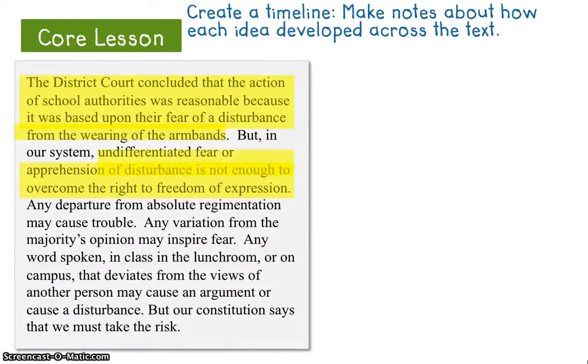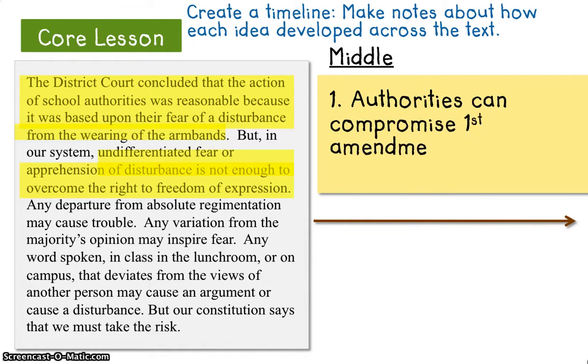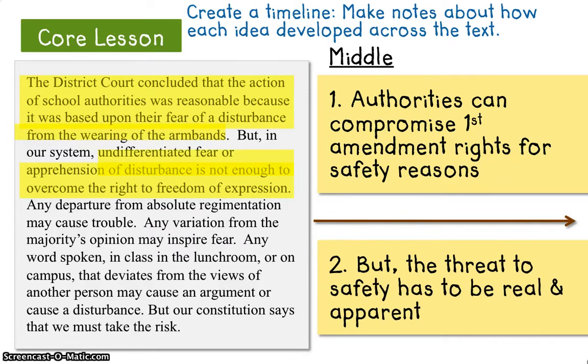The author develops these ideas in the middle of the text by getting further into the evidence that in the case of Tinker versus Des Moines, the school authorities' action could be seen as reasonable because there are situations where authorities can compromise First Amendment rights for safety reasons. They also acknowledge that it cannot be any reason. They say undifferentiated fear or apprehension is not enough to overcome the right to freedom of expression. So I'll make the note that the threat has to be real and apparent.